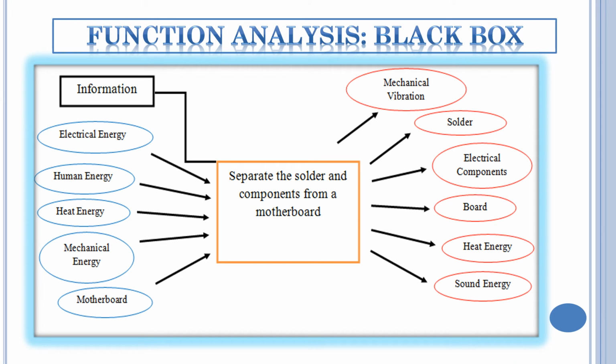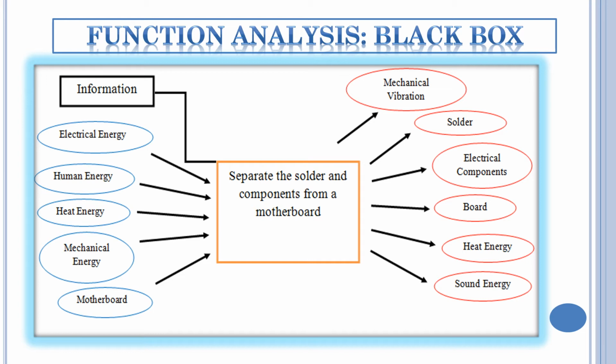In order to achieve this primary function, we must have energy inputs, whether the energy input be electrical, human, heat, mechanical, or obviously the motherboard itself. We must insert this into the system in order to achieve this primary function. We can also control these energy inputs, and that's where the information input comes in. So if we were to heat the solder, we would have an information input of what temperature it must be at. And from the literature review, we found that the ideal was 250 degrees Celsius.